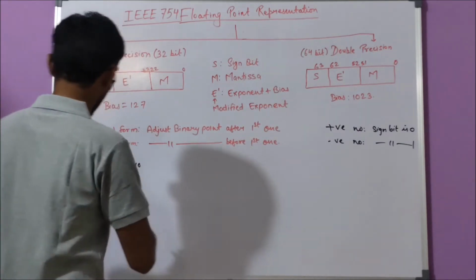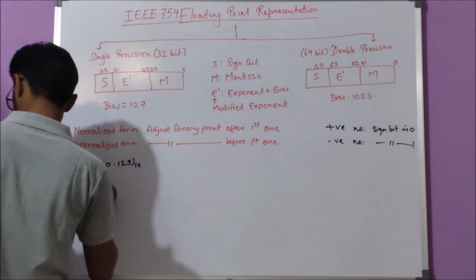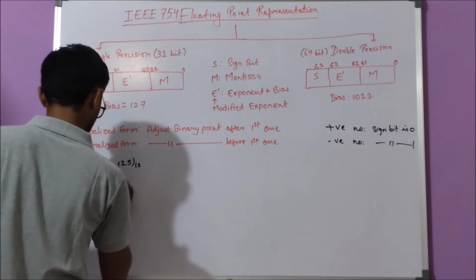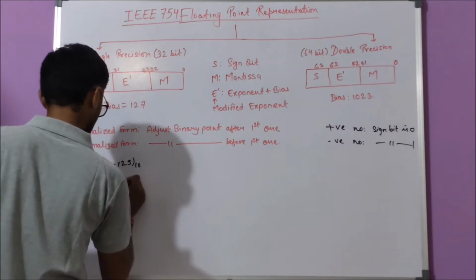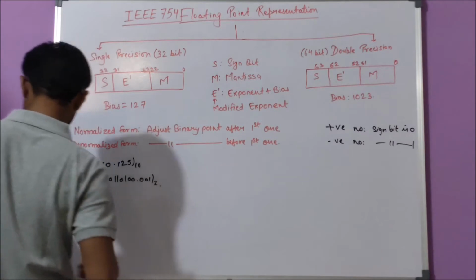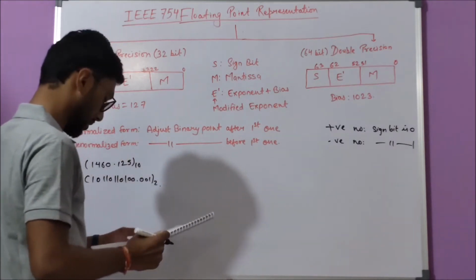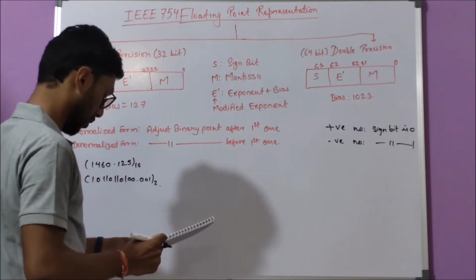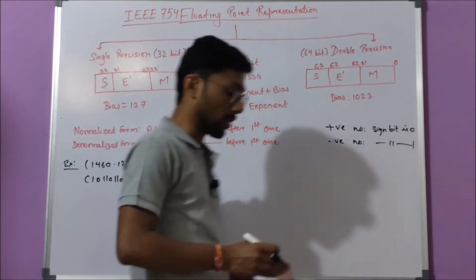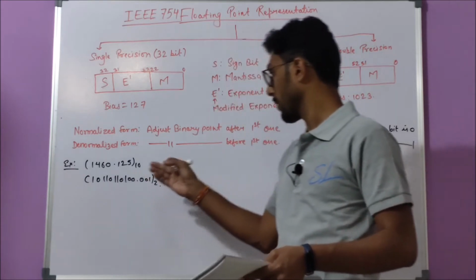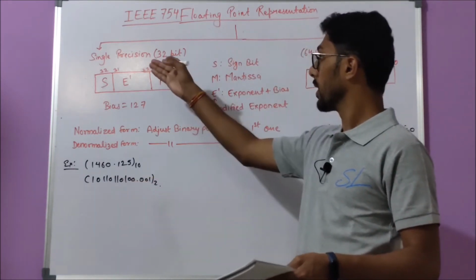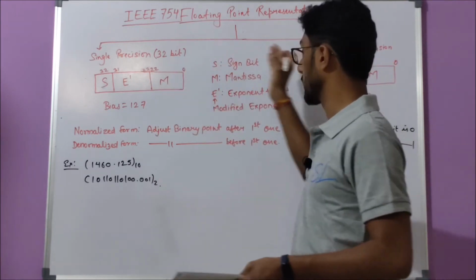Okay, so let me convert it directly in binary form: 10110110100.001 base 2. So this is the binary representation of the decimal number 1460.125. I have converted it into a binary number. Now I will be converting it into single precision format and in double precision format.